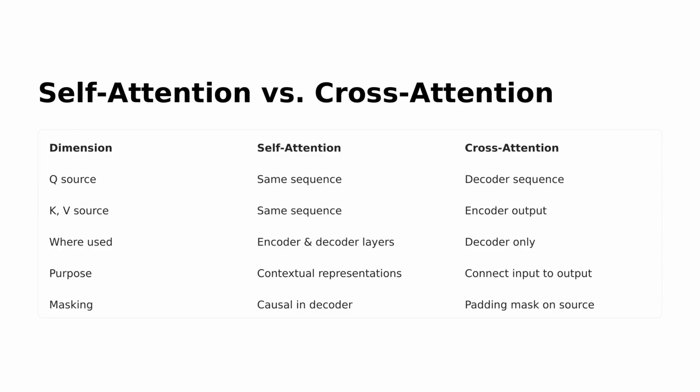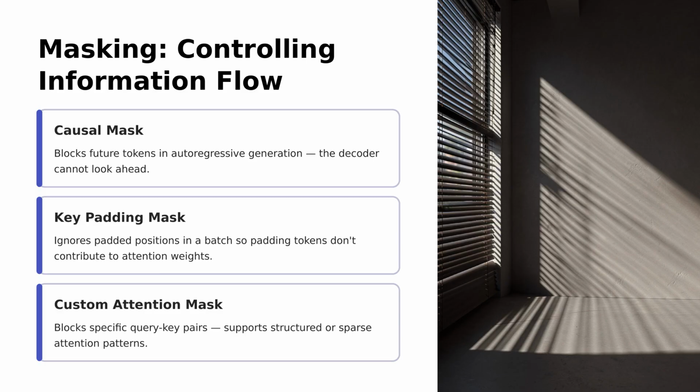In self-attention, the queries, keys, and values all come from the same sequence, which helps the model build contextual representations. That's used in encoder layers and also in the decoder, where causal masking prevents looking ahead. Cross-attention is used only in the decoder. Queries come from the decoder, while keys and values come from the encoder output, letting the model connect the input sequence to the generated output.